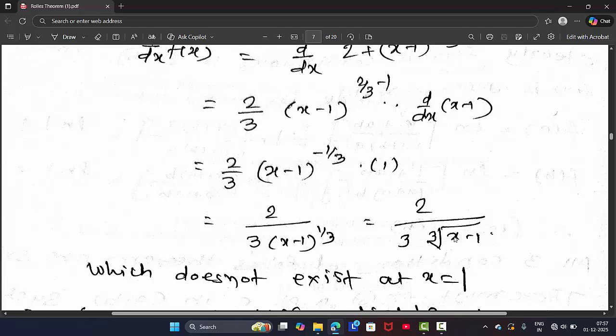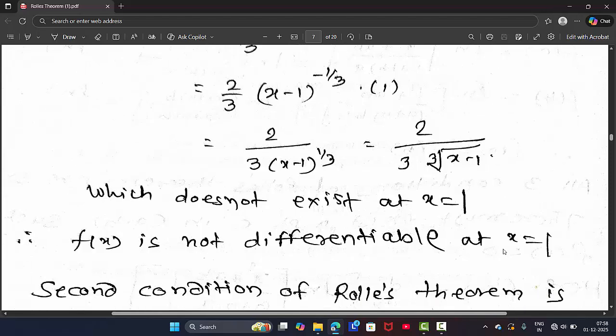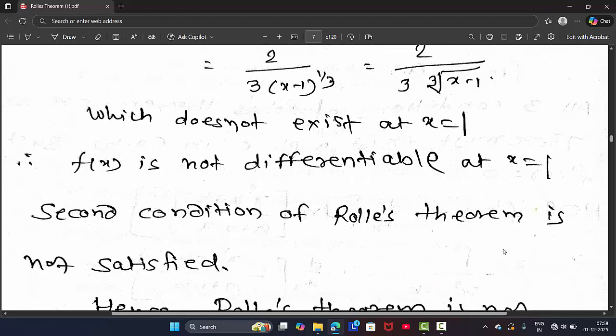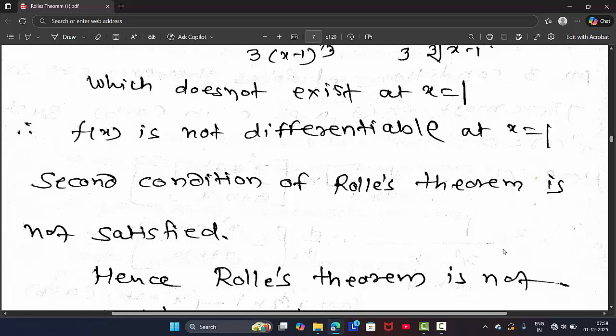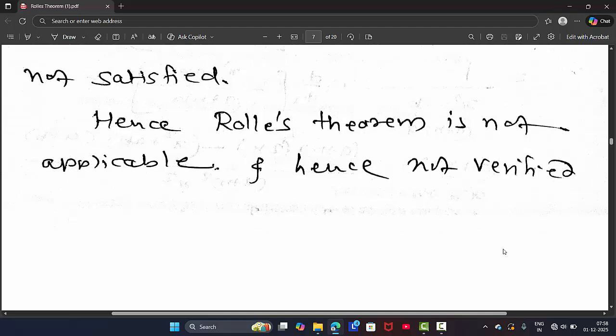If we put x equal to 1, this denominator becomes 0 and the total value becomes infinite. This value does not exist at x equal to 1, and therefore f(x) is not differentiable at x equal to 1. And that's why the second condition of Rolle's theorem is not satisfied. Hence, Rolle's theorem is not applicable here and is not verified.